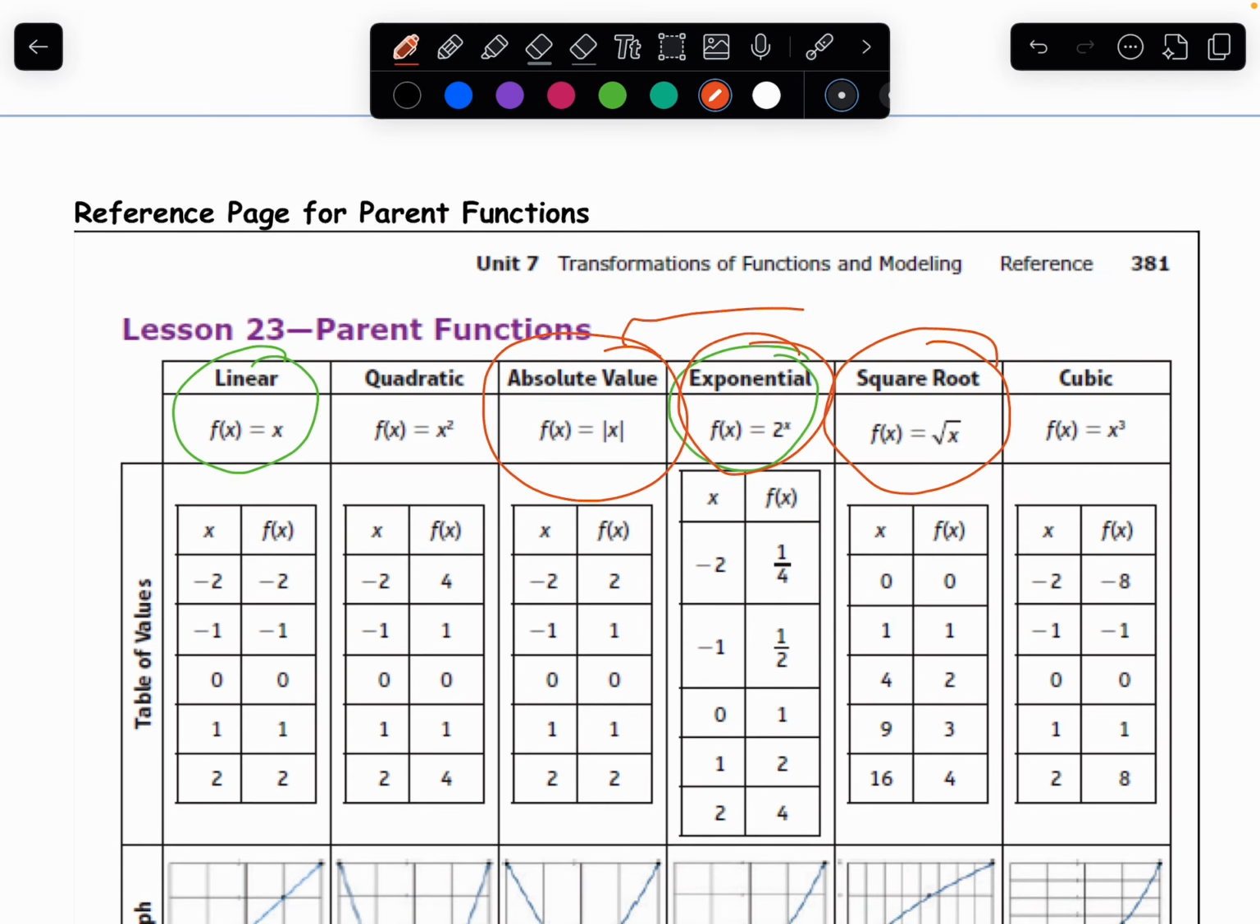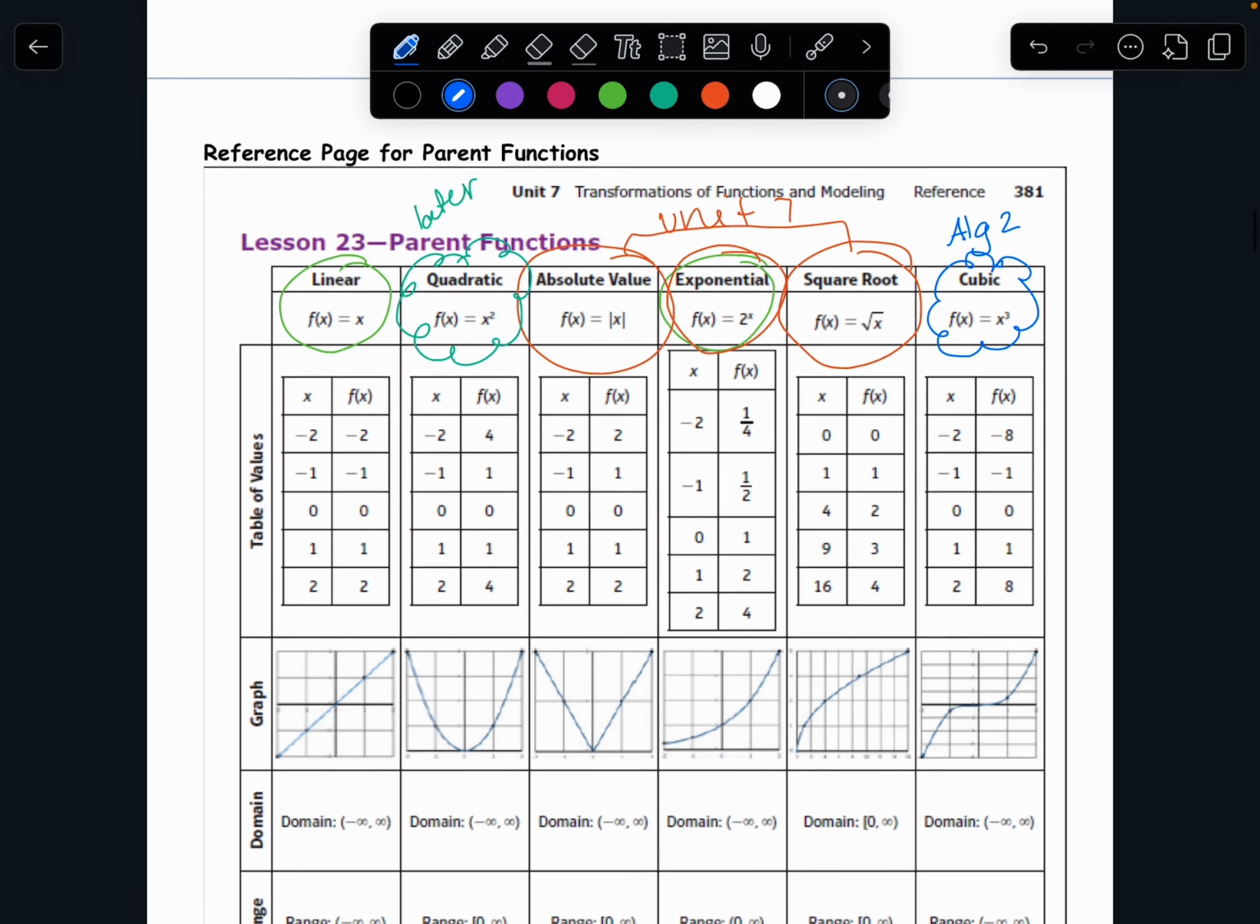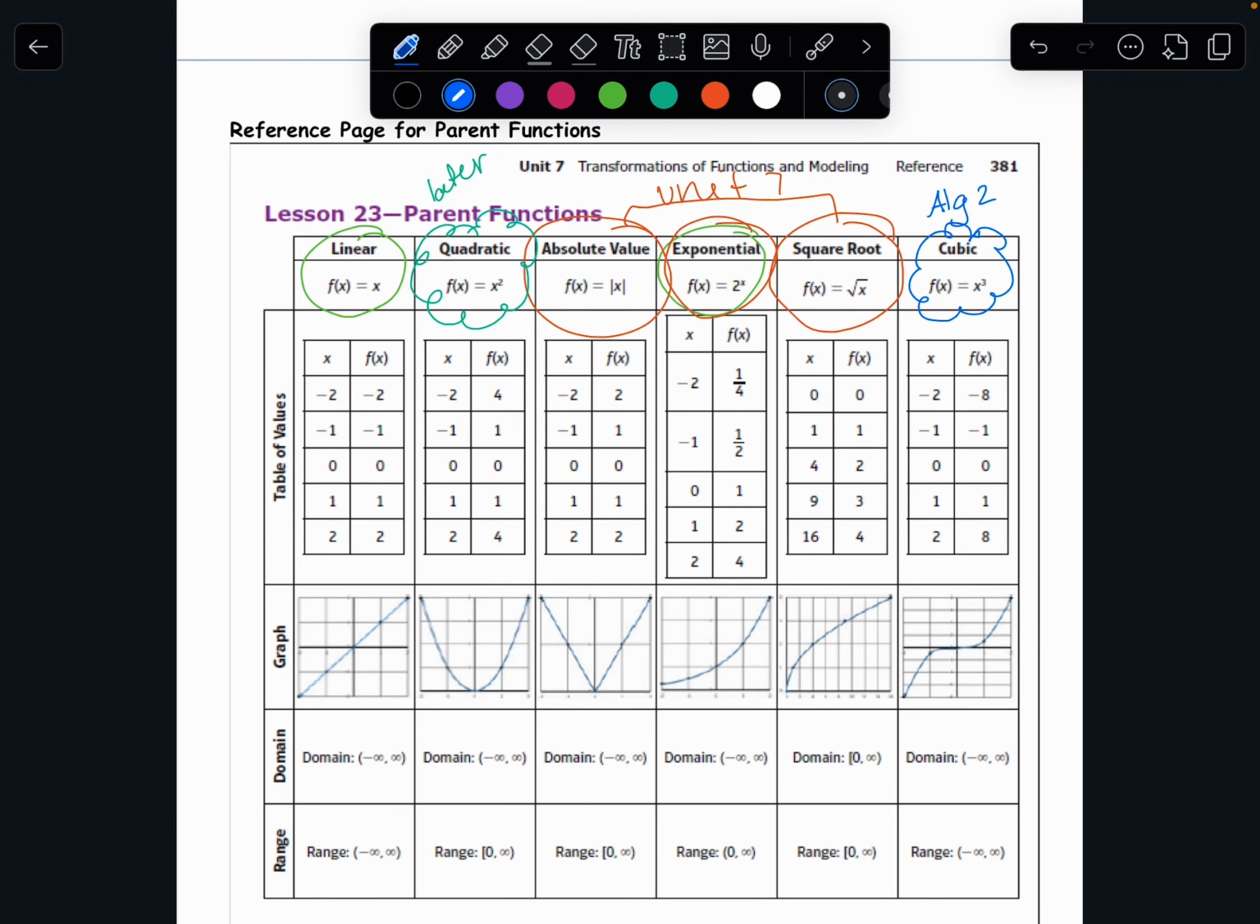This is all in Unit 7. We will see quadratics, super fun, later. So this is later. And you will eventually see cubic functions. This is more of an Algebra 2 topic. But the thing about parent functions is that they are our starting point. So like your linear function, this is your parent function graph.